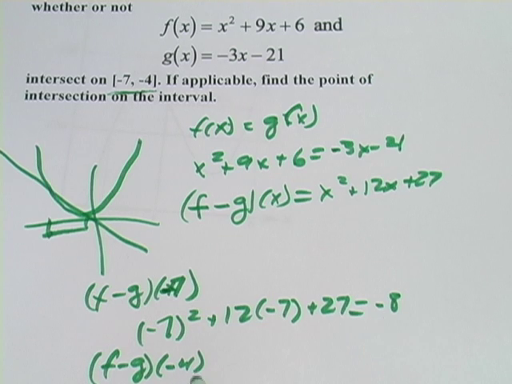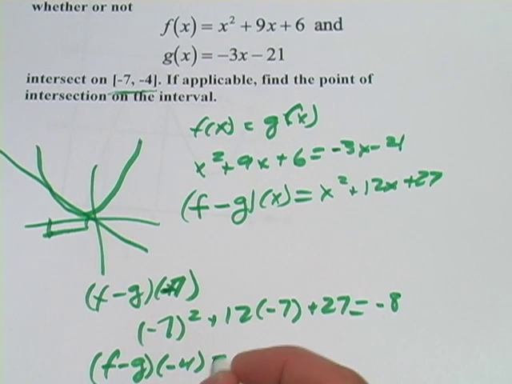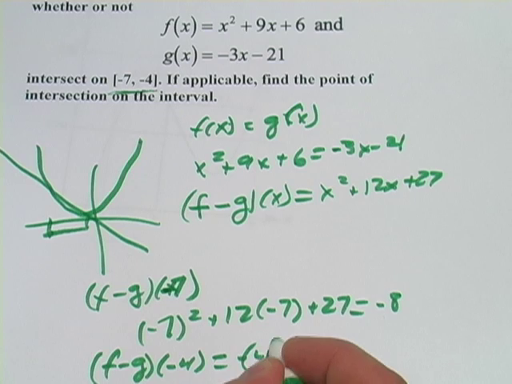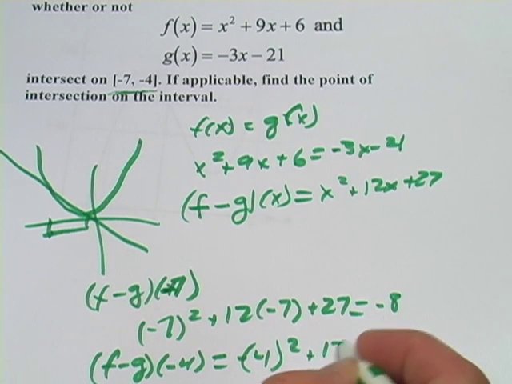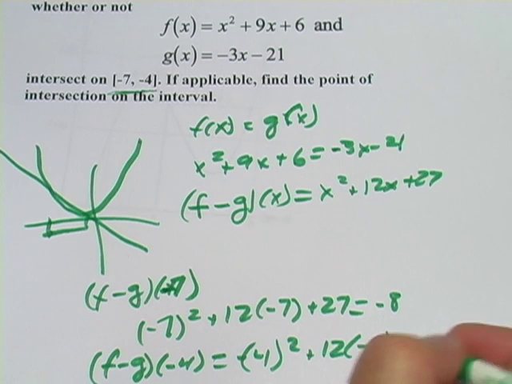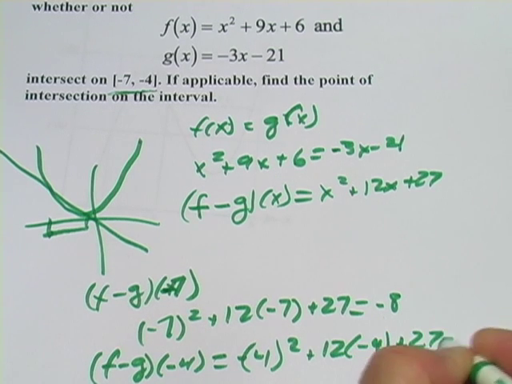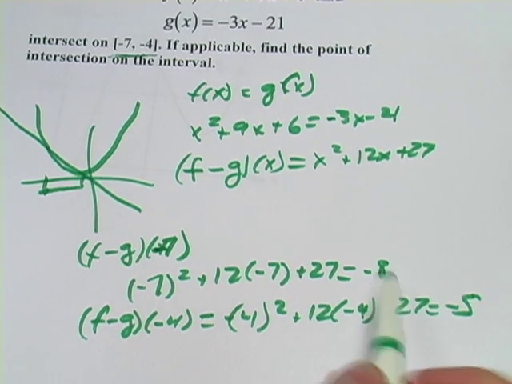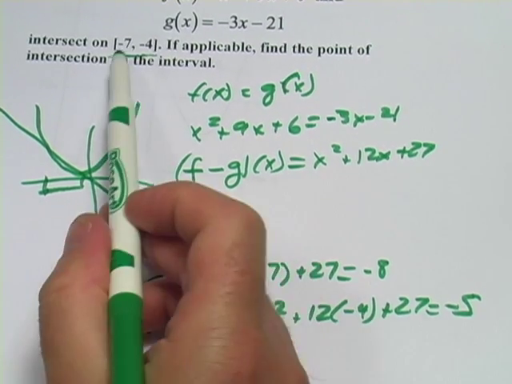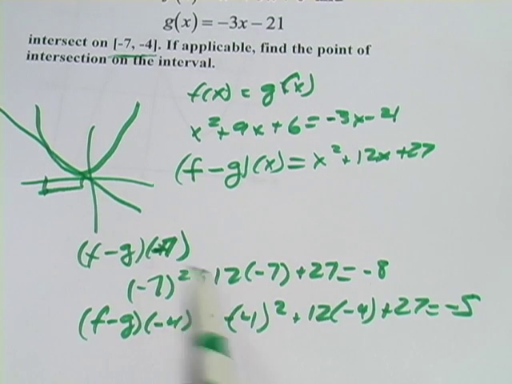And if this one, f minus g of -4, is positive, we know that somewhere in that interval these do cross. The difference between them is 0. So let's see, that would be -4 squared plus 12 times -4. Maybe this isn't going to work. Plus 27. And that appears to be -5. So both values are negative. So on this interval, from -7 to -4, the difference between the two functions never becomes 0, so they never cross. And we can say no, they don't intersect on that interval.